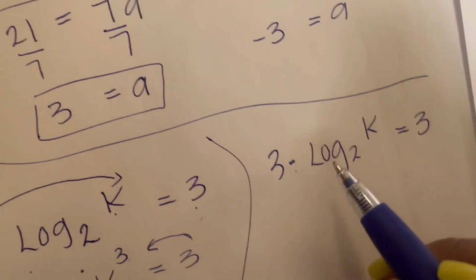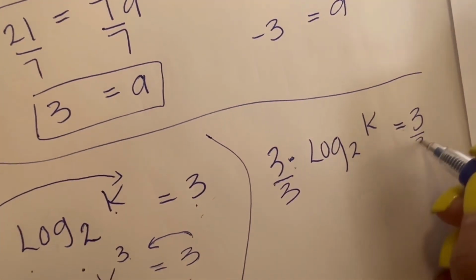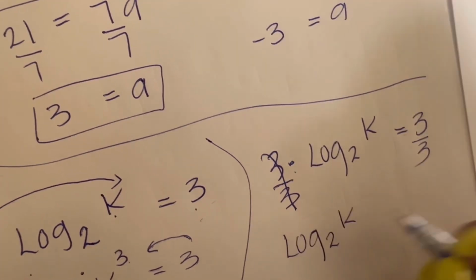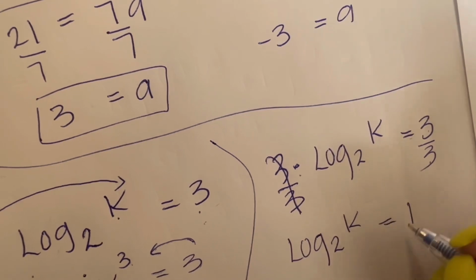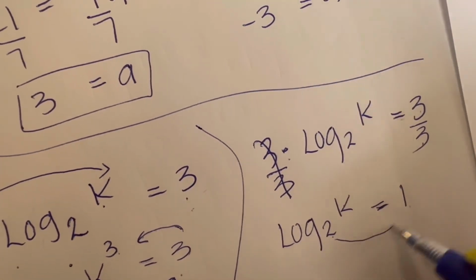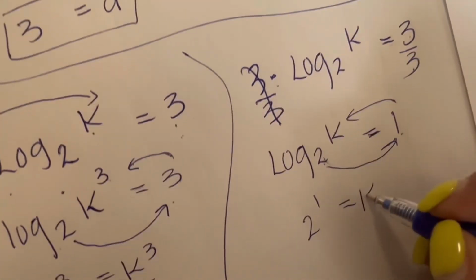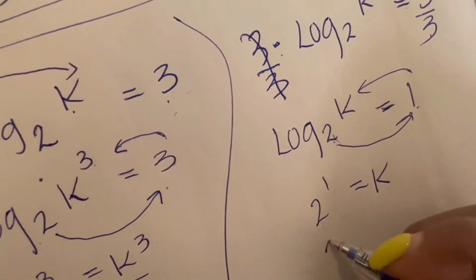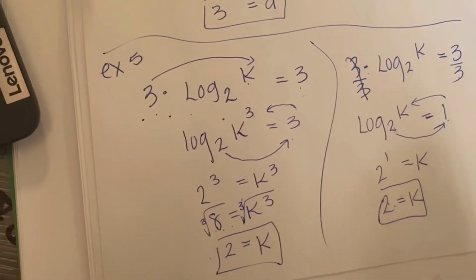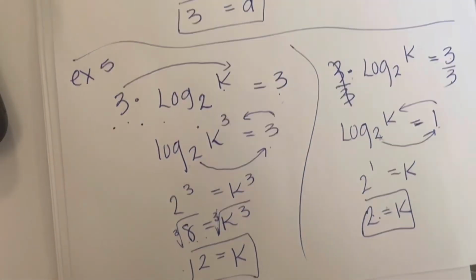We have 3 times log base 2 of k equals 3, right? So divide this by 3 to get rid of the 3. Get rid of that coefficient. And then 3 divided by 3 equals 1. Base, argument, exponent, do your loop-de-doo. 2 to the 1st power equals k. 2 to the 1st power is 2. So I want to show you both ways. So go ahead and work on your worksheet.